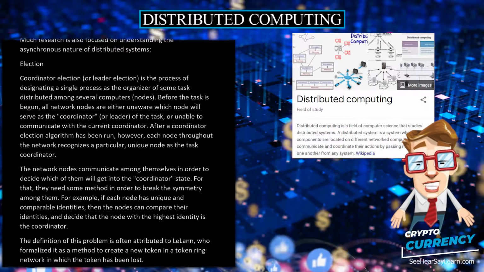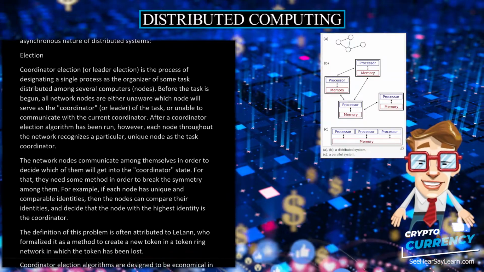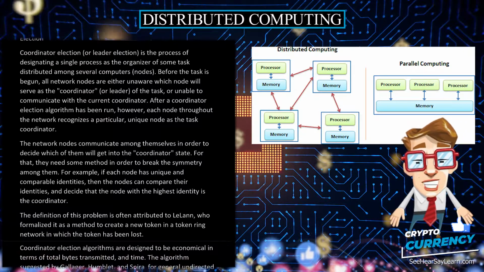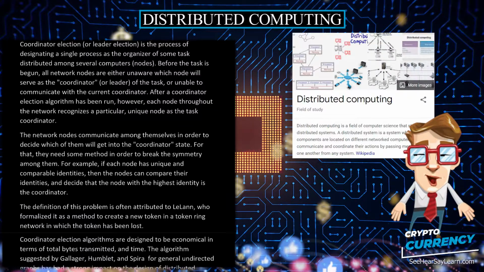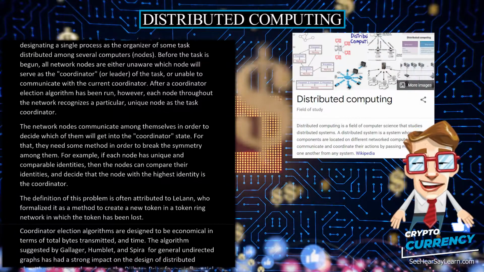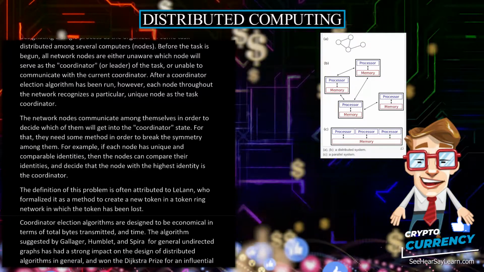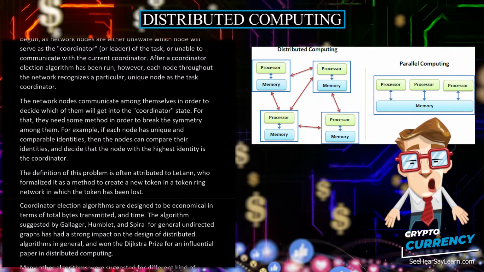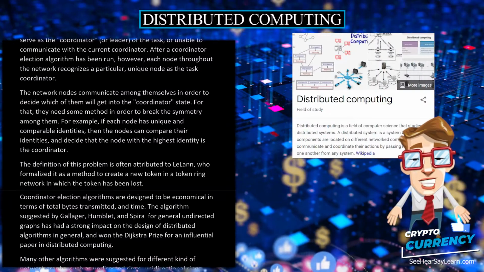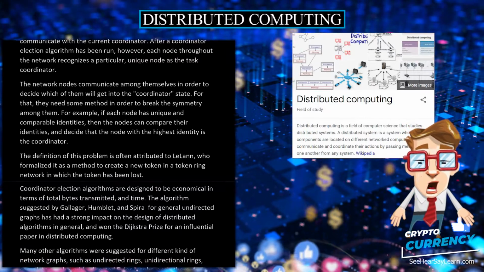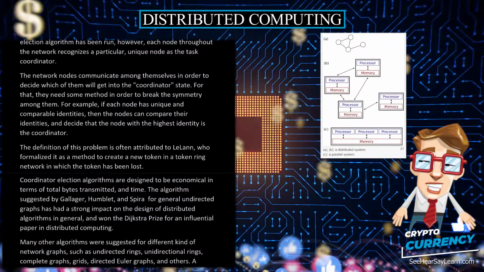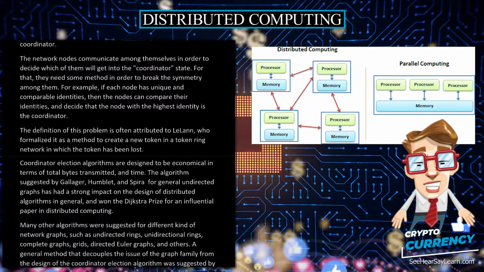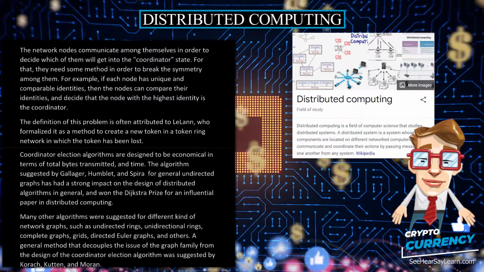For example, if each node has unique and comparable identities, then the nodes can compare their identities, and decide that the node with the highest identity is the coordinator. The definition of this problem is often attributed to LeLann, who formalized it as a method to create a new token in a token ring network in which the token has been lost. Coordinator election algorithms are designed to be economical in terms of total bytes transmitted, and time. The algorithm suggested by Gallager, Humblet, and Spira for general undirected graphs has had a strong impact on the design of distributed algorithms in general, and won the Dijkstra Prize for an influential paper in distributed computing.